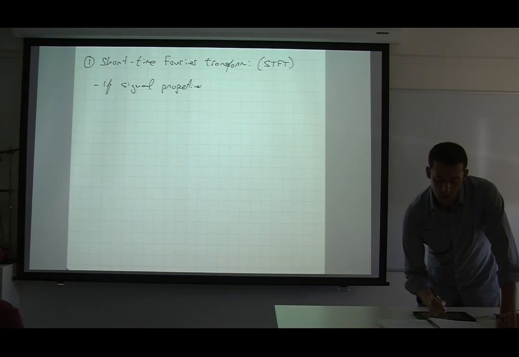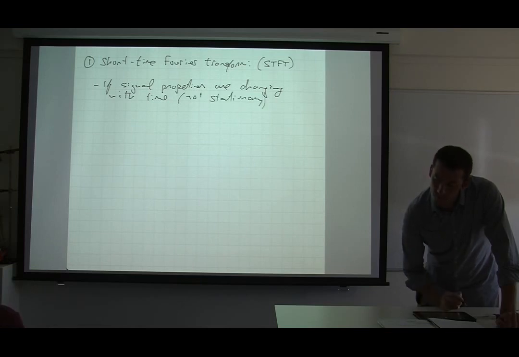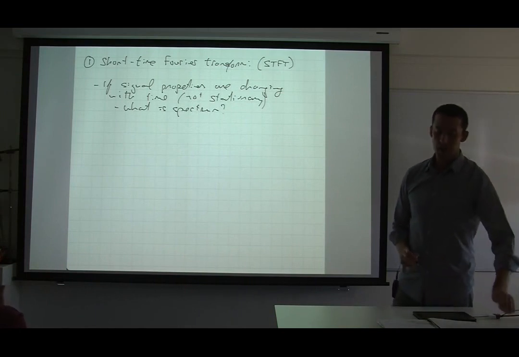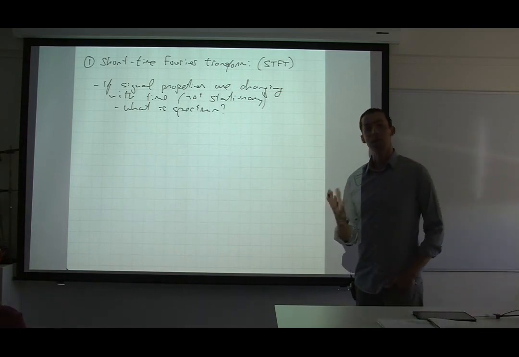So if the signal properties are changing with time, and so it's not stationary, what is the spectrum? Or how do we visualize the spectrum? So you have to disentangle.